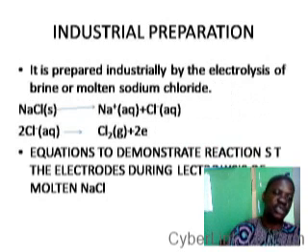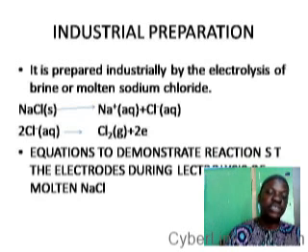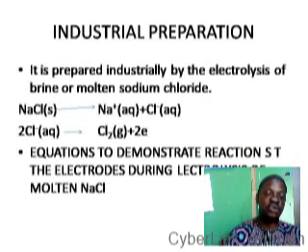Industrial preparation of the gas. Chlorine is prepared industrially by electrolysis of either brine or molten sodium chloride. If you are using molten sodium chloride, after melting it, we pour the molten sodium chloride into the electrolytic cell. Sodium ions will go to the cathode, chloride ions will go to the anode. At the end of the electrolysis, sodium metal will be deposited at the cathode, chlorine gas will be liberated at the anode, and that is all.